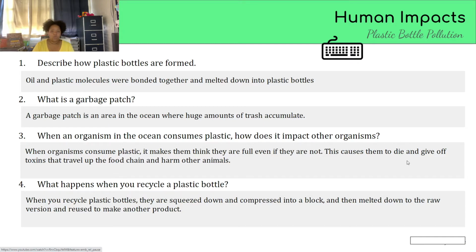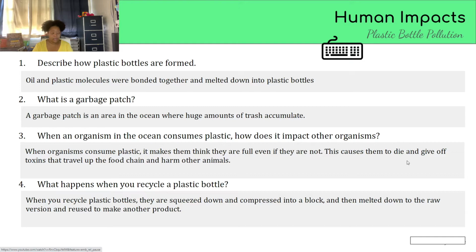Number 2 says, what is a garbage patch? Before I answer that question, I would just like to say, how yucky were those garbage patches in the middle of the ocean? It was just bad. So a garbage patch is an area in the ocean where huge amounts of trash accumulate. Again, very, very yucky.